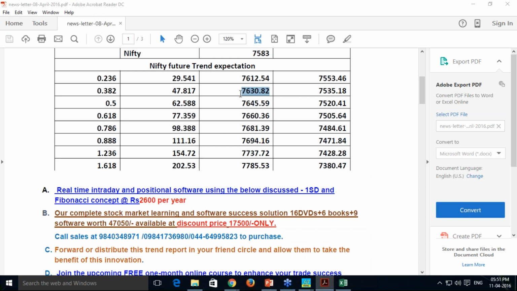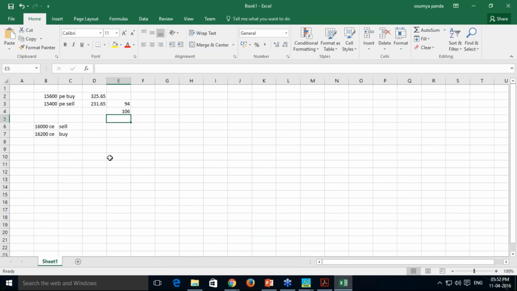If this 0.382 retracement crossover happened, then we have an expectation of 0.618 and 0.786. 0.786 is coming to the 7681 level, and this is also the 7660 level. So I can say that the 7700 strike will be the most appropriate strike for me. Since it is giving an upward breakout, I will be choosing the call option. So this is an upward trend breakout, hence I have chosen the call option.